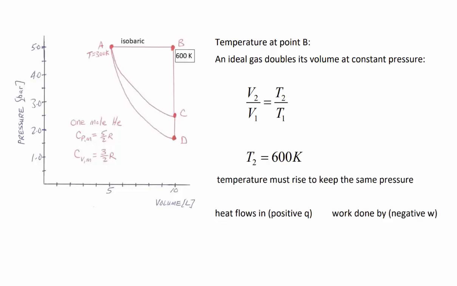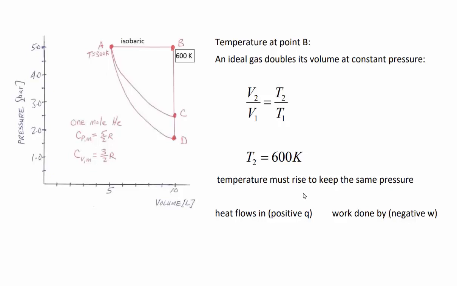Okay, here's the answer. You should have solved for T2 in this equation, and you should have derived 600 Kelvin. In other words, the temperature needs to rise in order to keep the same pressure, since we have the same amount of gas inside the container. This temperature will be double the initial temperature because we're doubling the volume, and it would be directly proportional.